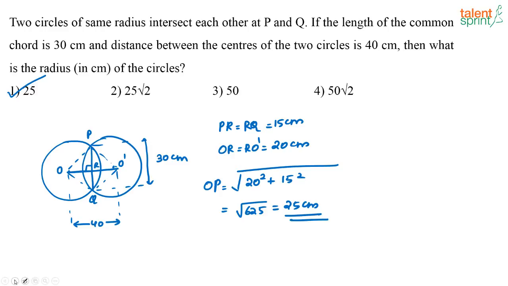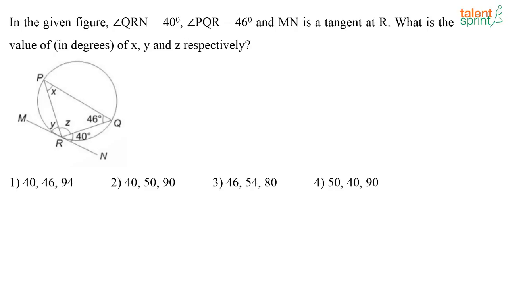Next one. In the given figure, angle QRN is equal to 40 degree, angle PQR is equal to 46 degree, and MN is the tangent at R. What is the value of X, Y and Z?